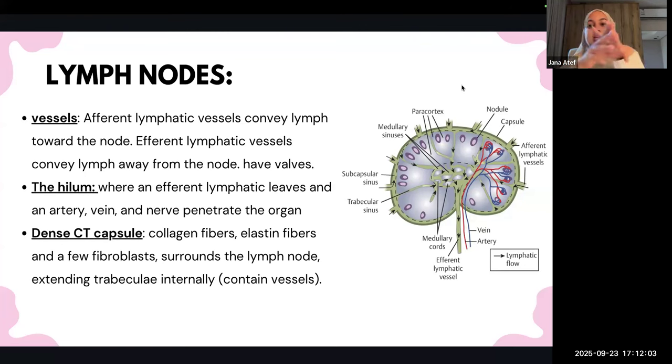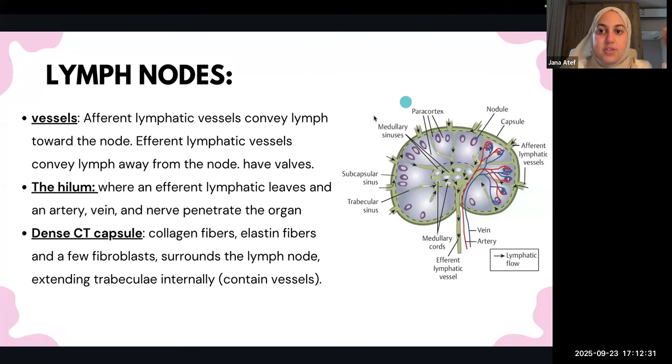Some important aspects are the vessels, the hilum of the lymph nodes, and the capsule. They are capsulated. What other organ was capsulated? Thymus, exactly. Thymus was capsulated. Lymph nodes are also capsulated. So if you're looking at a histological picture of a lymph node and it asks for an identifiable feature, say it's capsulated.